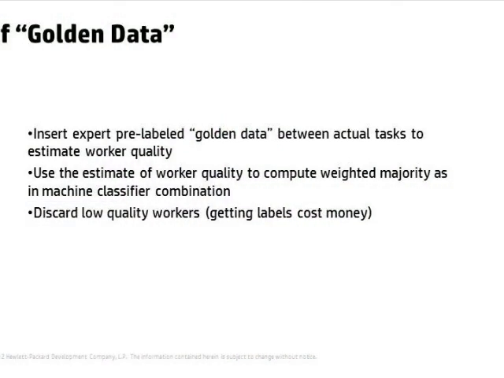What people have done, and there are a lot of platforms currently, for example CrowdFlower, is insert what is called golden data in real time along with the tasks. There are tasks for which you don't know the labels, but in between you insert tasks for which you know the label, and you can monitor the quality of the worker and use that worker quality to do a weighted majority vote as in classifier combination. You can also discard low quality workers, because obviously sending tasks to a bad worker is a waste of money.